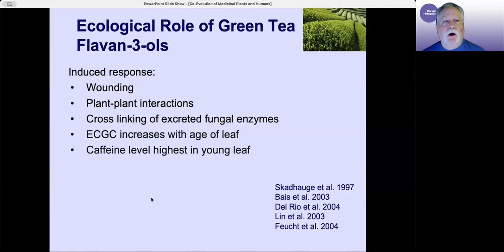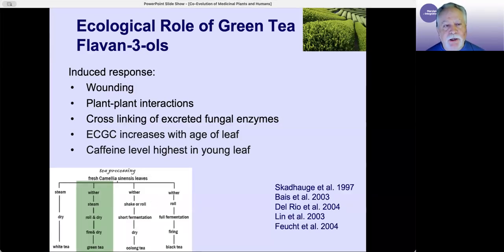And so this last part on the topical, I did my postdoctoral research with green tea. And what we're looking at is induced responses. These catechins are what are technically called flavanols. They are produced in response to wounding and plant interactions. They are used to cross-link fungal enzymes. So fungi give off enzymes that are there to degrade the cell wall, enzymes of proteins.